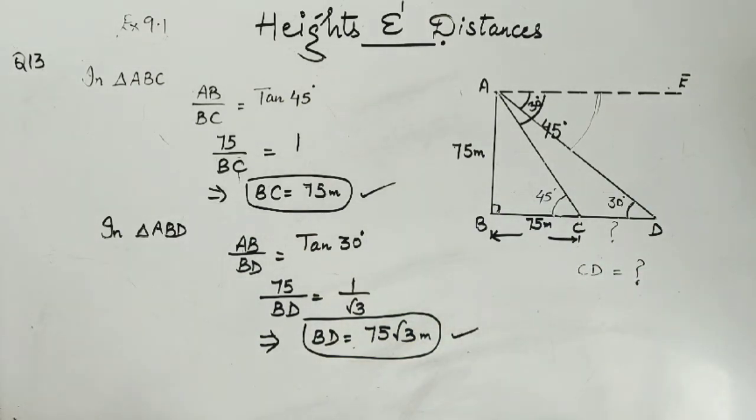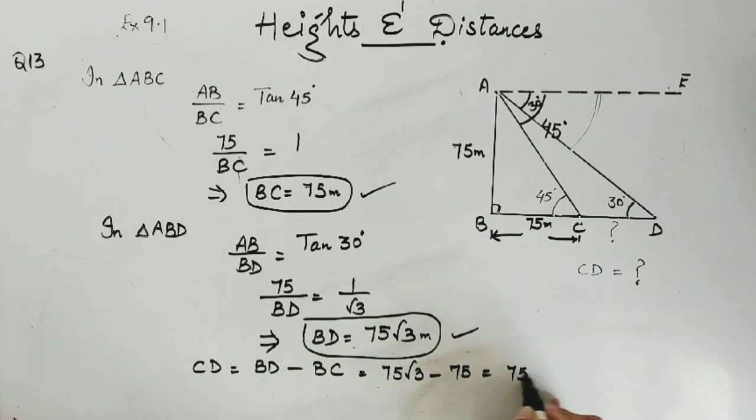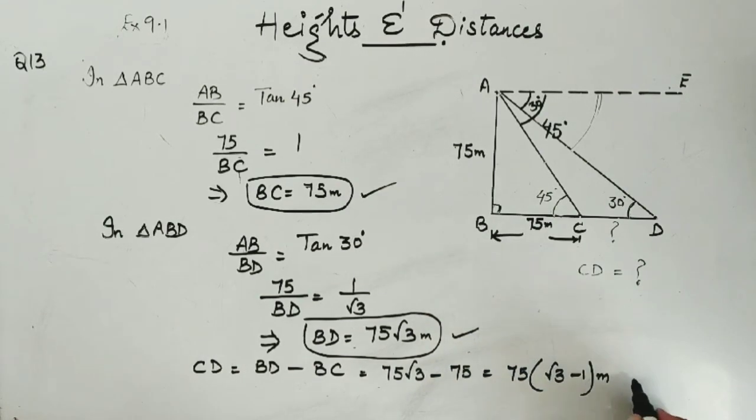Now what are we looking for? We just need the length of CD. So CD would be BD minus BC. Put the value of BD, which is found: 75 root 3 minus 75. 75 comes common, it's root 3 minus 1 meters. That's the answer.